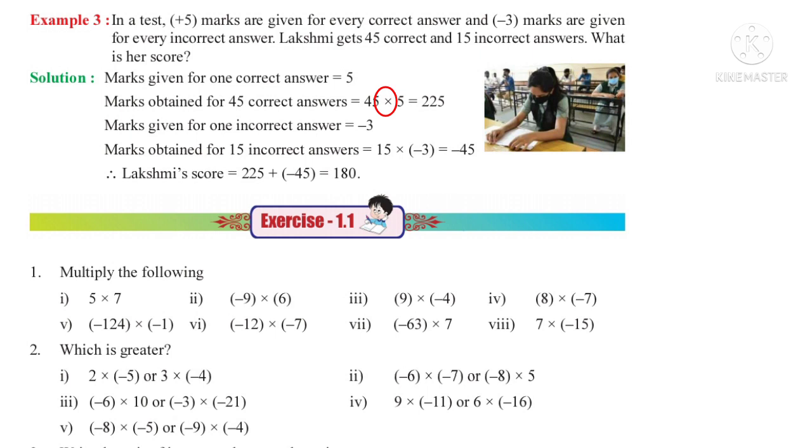Marks given for one incorrect answer is minus 3. After writing 15 incorrect answers, she gets 15 into minus 3, that is minus 45. Here observe, marks obtained in correct answers are more than for wrong answers. So Lakshmi's score is 225 minus 45, that is 180.